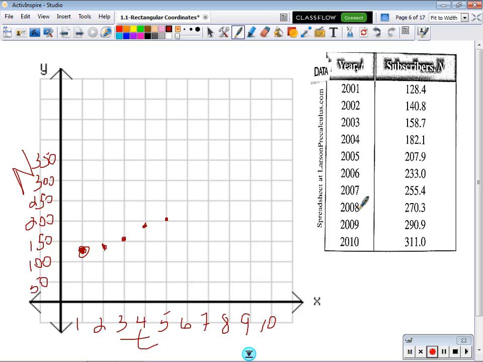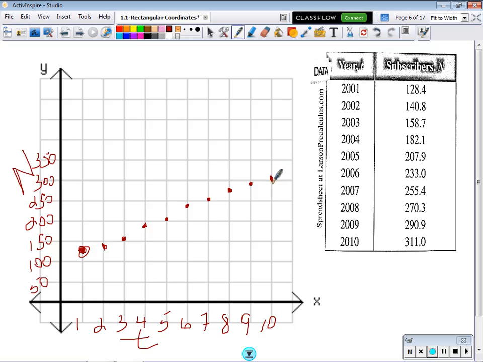Then I have 2006 and 233, so that might be just below the 250, maybe right about here. Then I have 2007 and 255.4, just above the 250. Then 2008 and 270.3, which would be in the middle between 250 and 300. Then 2009 and 290, just below the 300. And finally 2010 and 311, just above the 300. I get something like that there.